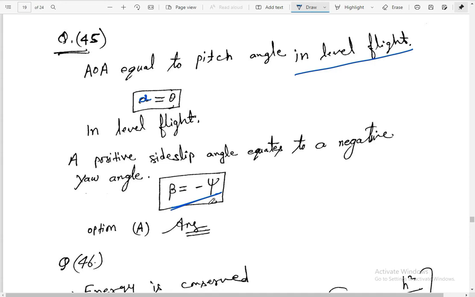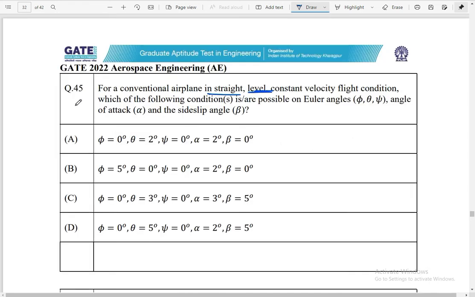So pitch angle of attack equal to pitch angle, that is, alpha must be equal to pitch angle. Okay, beta must be equal to negative of psi. So beta equal to 0, that's okay. So psi is also equal to 0. So according to that, A is the right option.